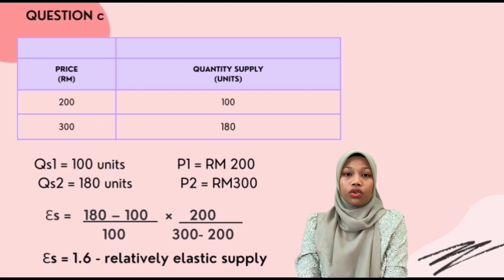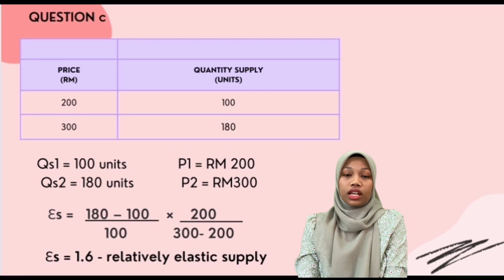For question 3, the price of A is increasing from RM200 to RM300 and the quantity supplied is also increasing from 100 to 180 units. So we substitute all the values into the formula and the answer that we got is 1.6. As you can see, the elasticity for good A is more than 1, so the degree of elasticity is relatively elastic.